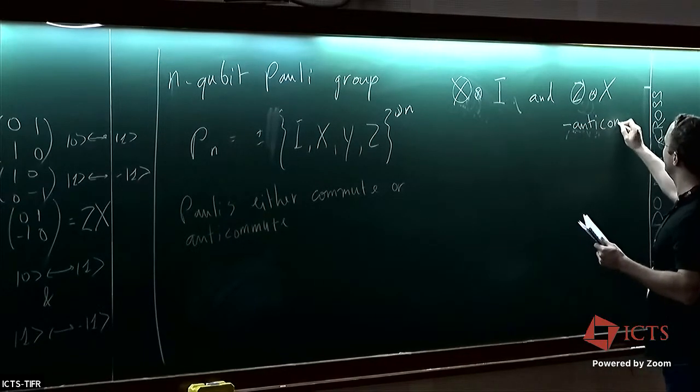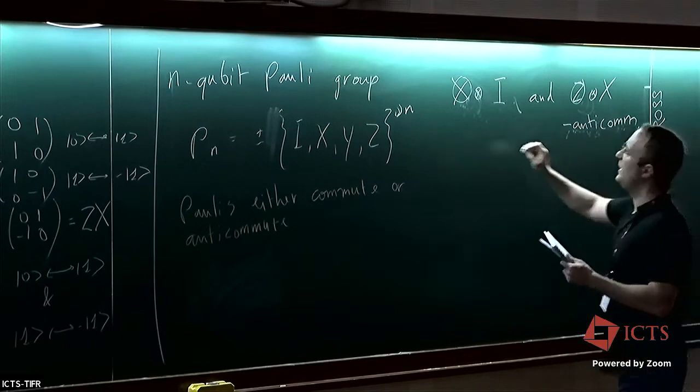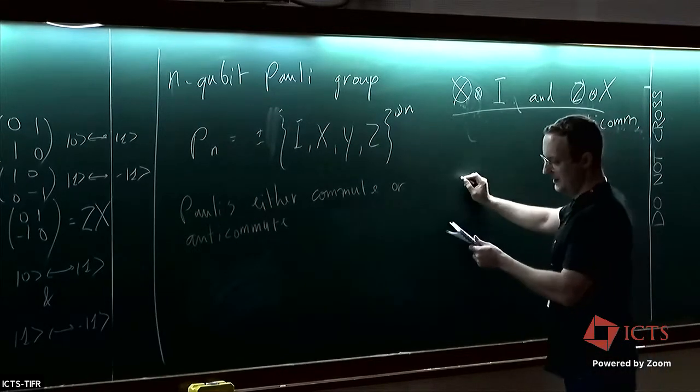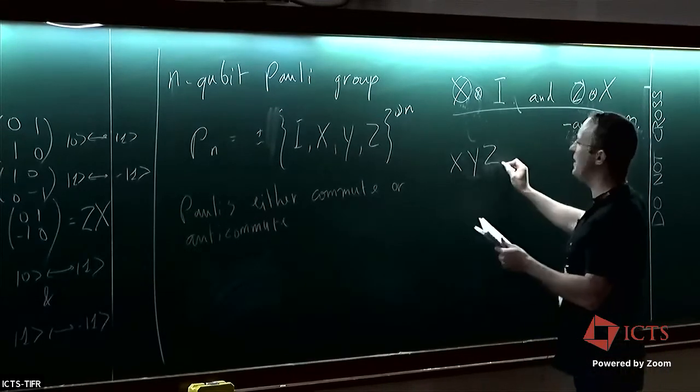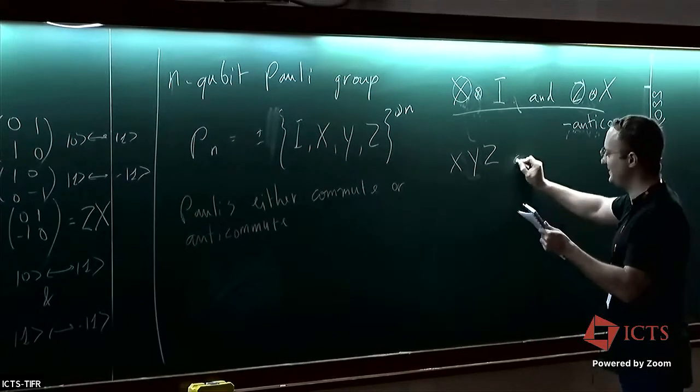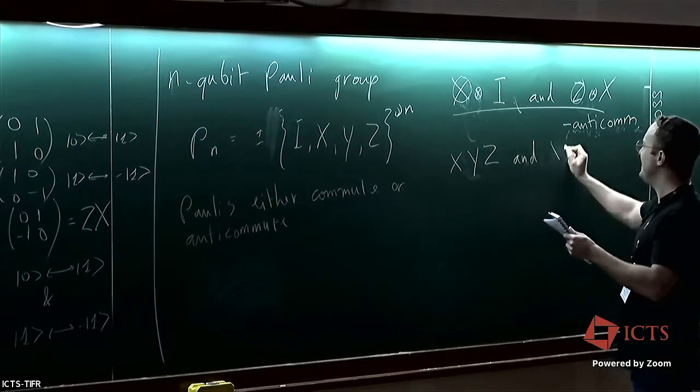Anti-commute. What about X, Y, Z? I'm going to omit the tensor products from now on because it's a bit tedious. And Y, Z, Z.